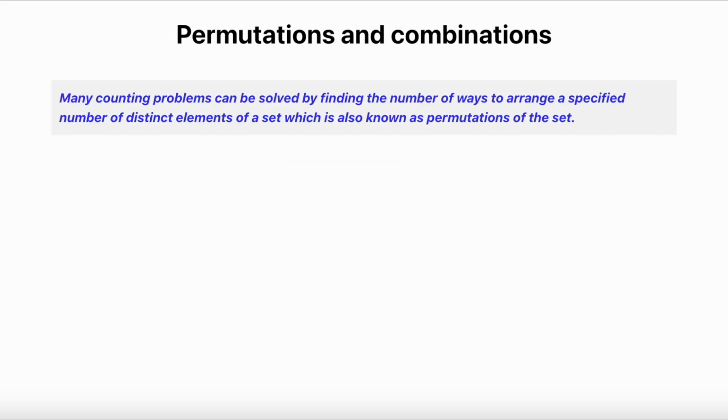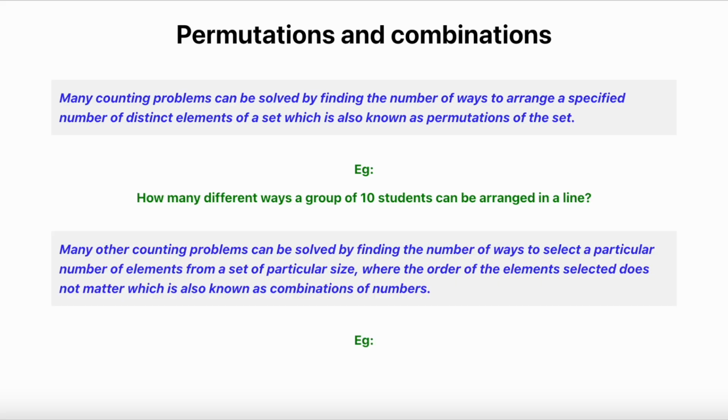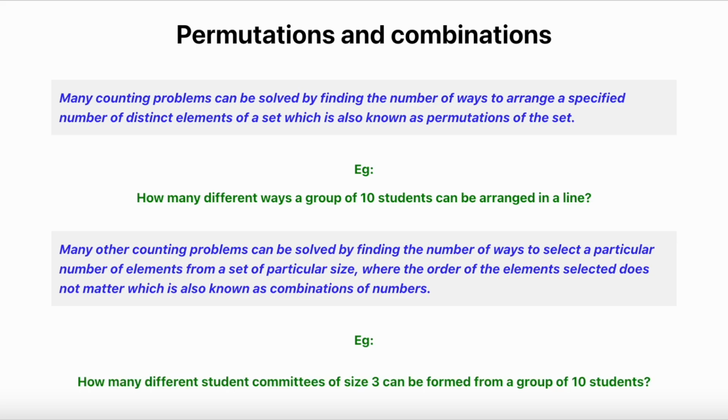Next, we look at combinations and permutations. Many counting problems can be solved by finding the number of ways to arrange a specified number of distinct elements of a set, which is also known as permutation of the set. For example, how many different ways can a group of 10 students be arranged in a line. Many other counting problems can be solved by finding the number of ways to select a particular number of elements from a set of particular size, where the order of elements selected does not matter, which is also known as combination. For example, how many student committees of size 3 can be formed from a group of 10 students?